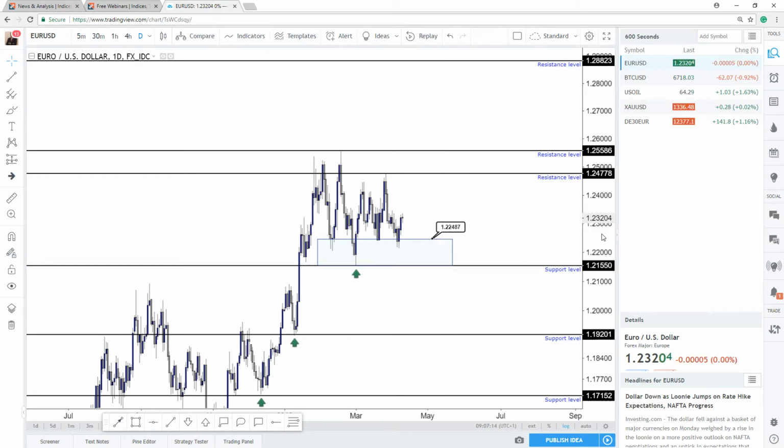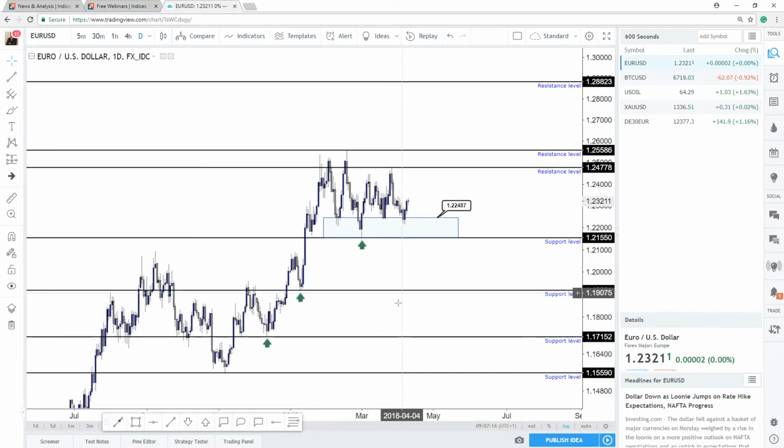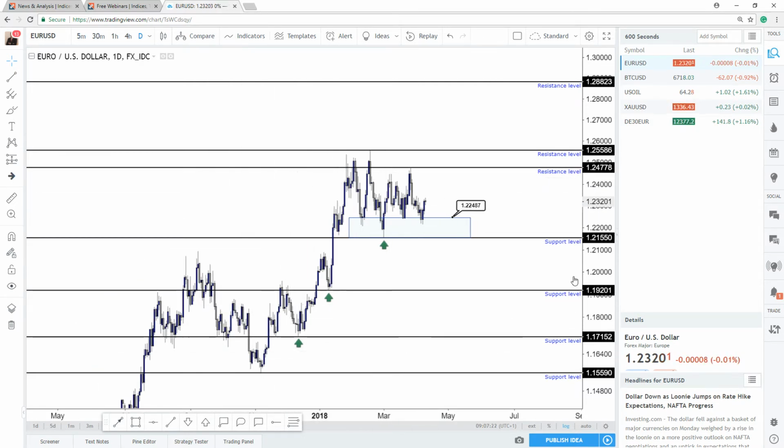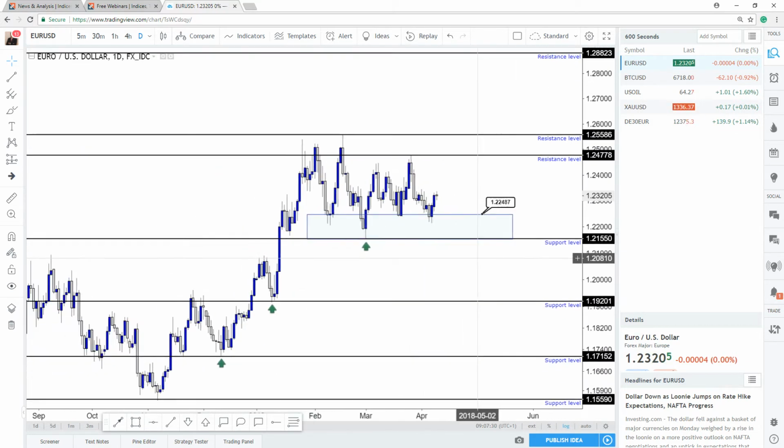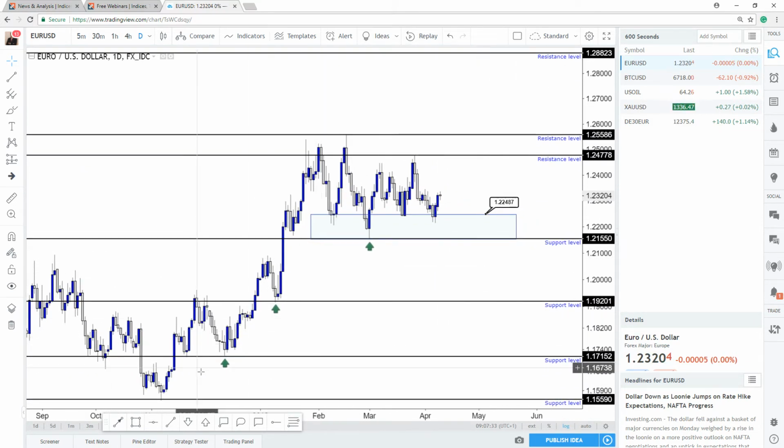If we look at the daily chart, this is just a consolidation phase following this strong rise. It's not that different to maybe what you see here. It's just a pause in the overall uptrend. If you look at the big picture, there is an uptrend, and you can see that because price is creating higher and higher lows.